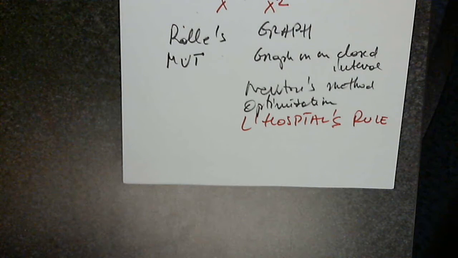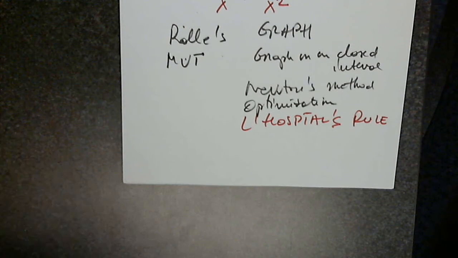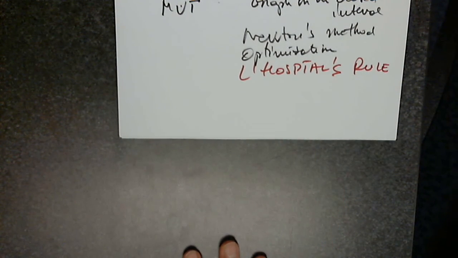So that's all we did. There is nothing else. The mean value theorem, Rolle's theorem, graphing, L'Hopital's rule. I just want to make sure I didn't forget anything. Graphing again, optimization, and Newton's method. There is nothing else. Any questions?